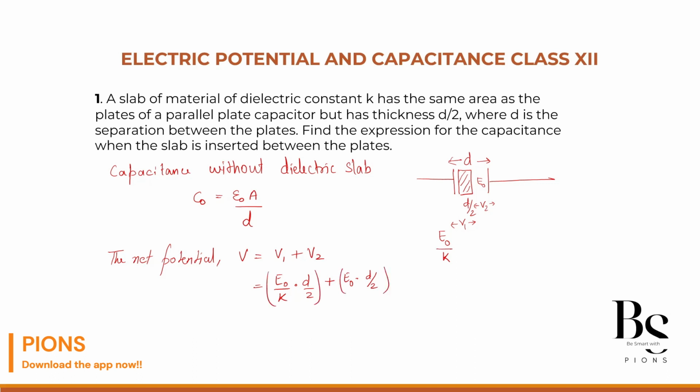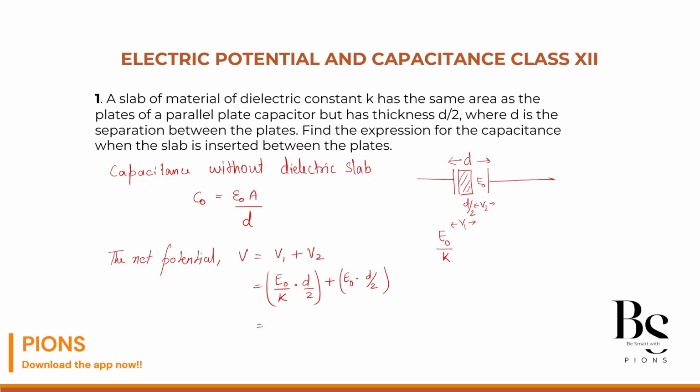Again, I am repeating this step. The total potential between the two plates of the capacitor will be the sum of voltages V1 and V2. V1 is the potential developed because of the presence of the dielectric, and V2 is the voltage developed because of free space. So V1 will be the electric field across the dielectric, E naught by K, into the distance across the dielectric, d by 2, plus E naught into d by 2 for the free space.